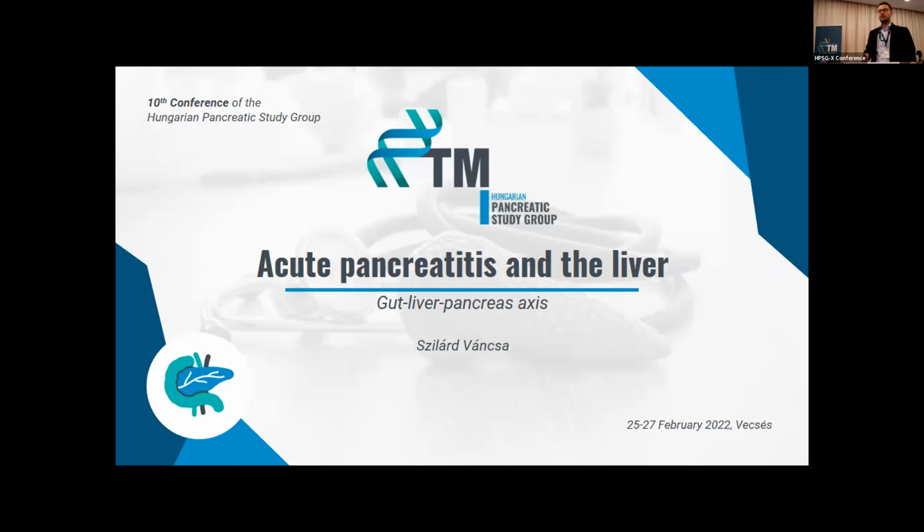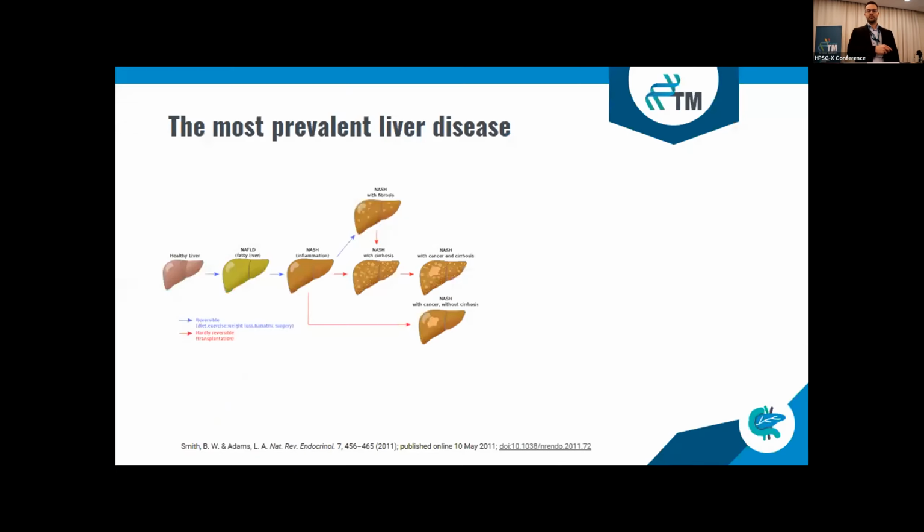I'm going to talk about a different organ, not only about the pancreas, because everybody's talking only about the pancreas, but of course there are other organs as well, which could be related to acute pancreatitis. And of course, in acute pancreatitis, the most important task is the early prediction of the severity. And there is an organ which was, I have to say, kind of forgotten from the equation.